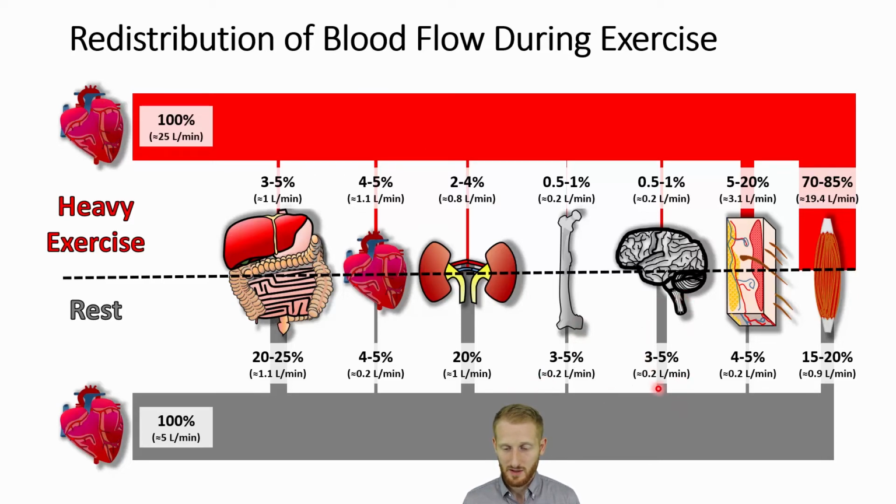The brain has 0.2 liters and 0.2 liters, so it's actually getting the same amount of blood flow in either condition. Again, it looks like a little less, and there's a little bit of vasoconstriction, but it doesn't change a whole lot.